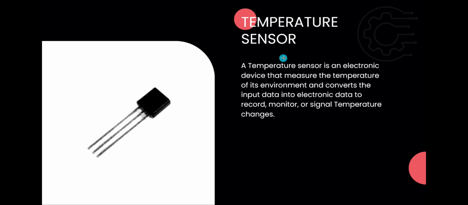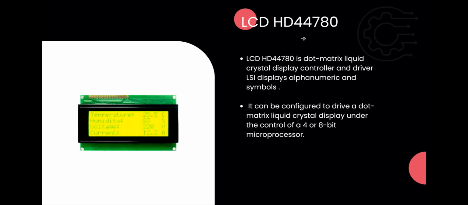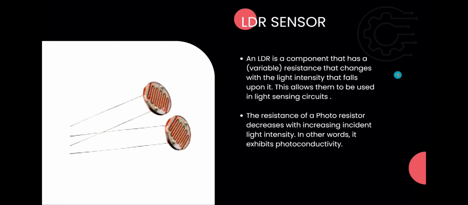Temperature sensor. A temperature sensor is an electronic device that measures the temperature of its environment and converts the input data into electronic data to record, monitor, or signal temperature changes. LCD HD44780. So the LCD is a dot matrix liquid crystal display controller and driver LSI that displays alphanumeric characters and symbols. It can be configured to drive a dot matrix liquid crystal display under the control of a 4 or 8-bit microprocessor.